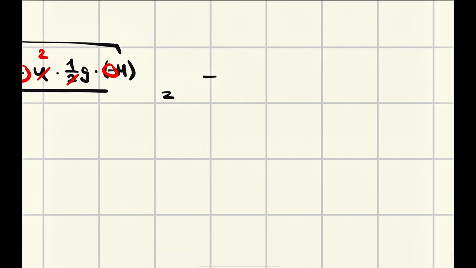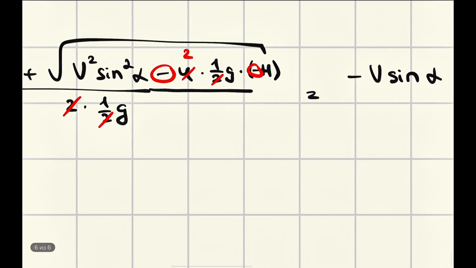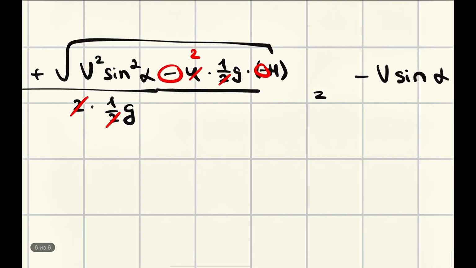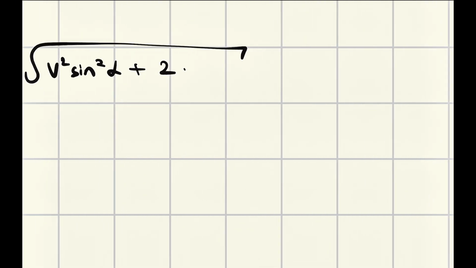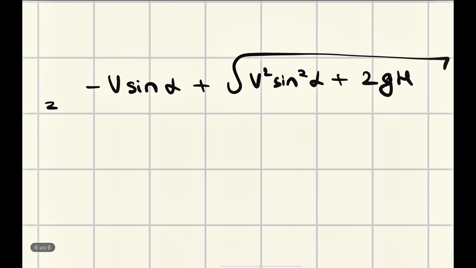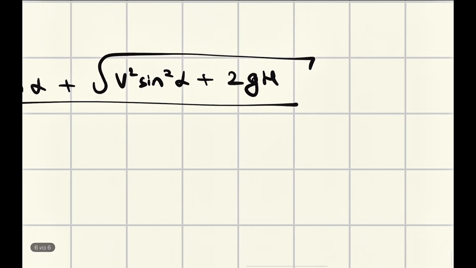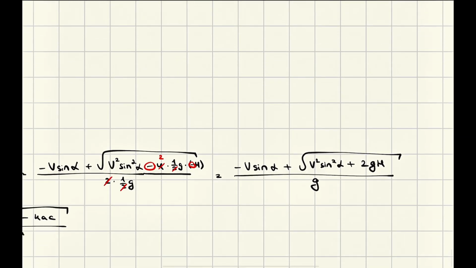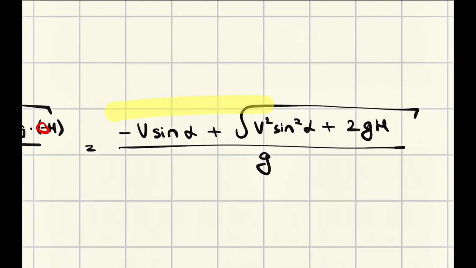Minus v sine alpha, still v sine alpha, plus this thing: v squared sine squared alpha plus, because we have minus and minus, 2gh. This is the thing. And below we have just g, because two twos just annihilated each other. That's how we have our time formula, which is this one. Yeah, this is our time.